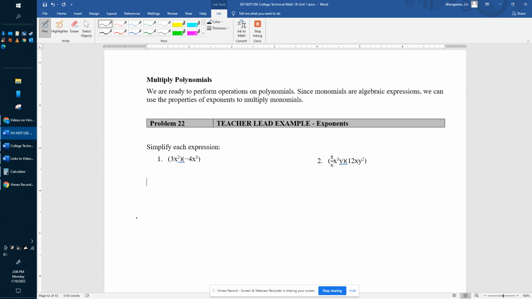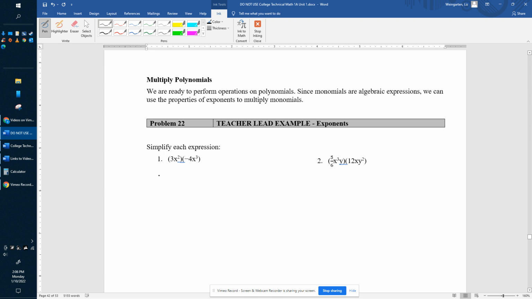3x squared is a monomial. 3x squared minus 4 would be a binomial. There are two different elements being added or subtracted together. We're only talking about multiplication at this point, so we are talking about monomials. So we're going to use the associative and commutative property here to get rid of the parentheses and move our constants together. So let's go ahead and get started with that.